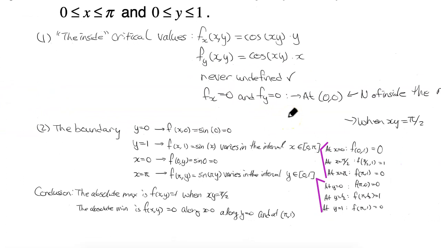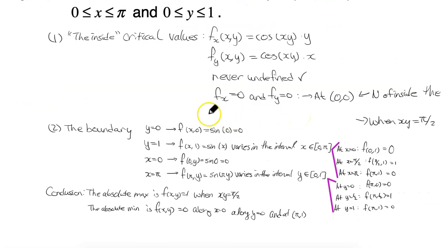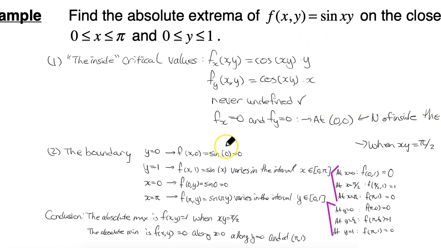All right, so the second part is to look at the boundary. And the boundary of this rectangular region can be split into 4 parts. We have y equals 0, y equals 1, x equals 0, x equals pi. These values come from the way the region was defined here. So if y equals 0, now our function f of xy, which is sine of xy, is just sine of 0. So along the horizontal line y equals 0, all the outputs are z equals 0.